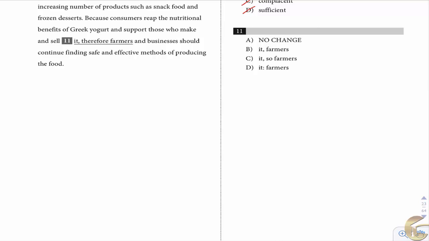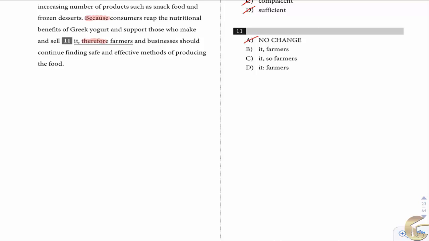So this one looks like we're working with some punctuation here as a grammar question. And this one says because, and this is probably important to note here because I see therefore later, and that's going to be an issue, but because consumers reap the nutritional benefits of Greek yogurt and support those who make and sell it. And again, right off the bat, I notice if you're going to say because at the beginning of the sentence, you're not going to later say therefore. So this one is not going to be A, definitely.